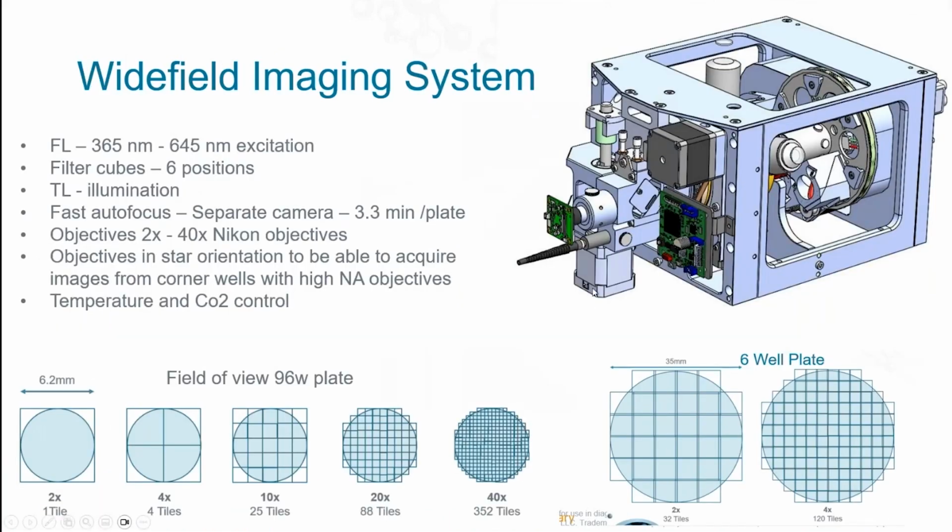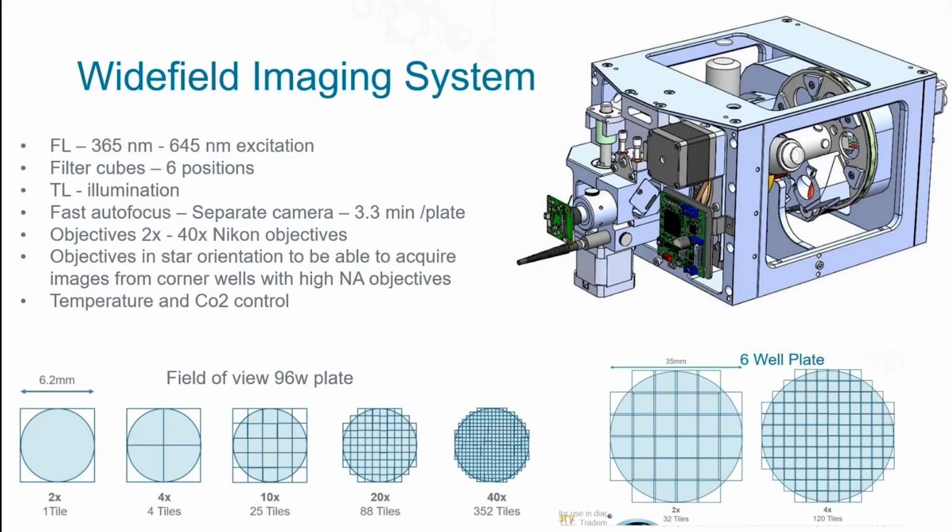The system is able to illuminate the sample with fluorescence light. We have wavelengths between 365 and 645 nanometer excitation. We have 6 different positions for filter cubes. In addition to the fluorescence illumination, we also have transmitted light illumination for label-free imaging. The autofocus is really fast. It is possible to acquire an entire 96 well plate with a single field of view within 3.5 minutes.